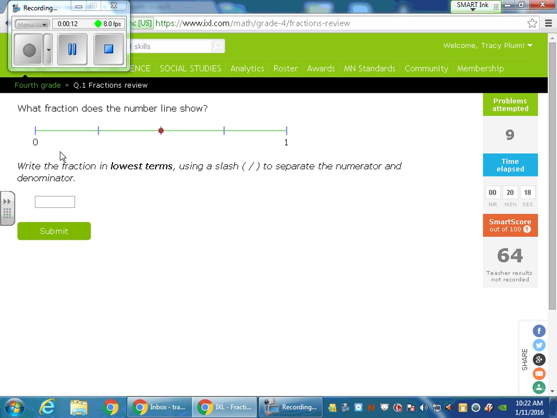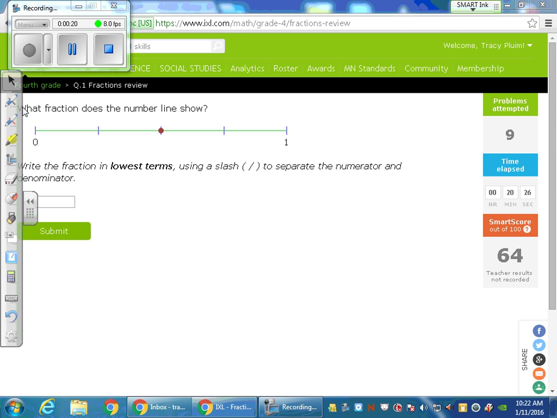When you start, you figure out how many spots are available on your number line. So I see 1, 2, 3, 4. So my denominator would be 4. And there the dot is in the middle and it's made two jumps. 1, 2. So my fraction is 2/4.